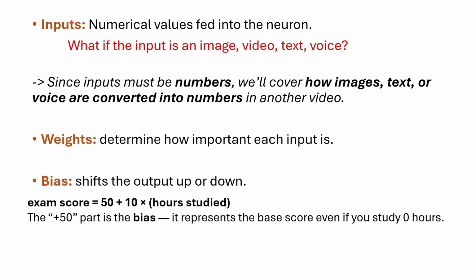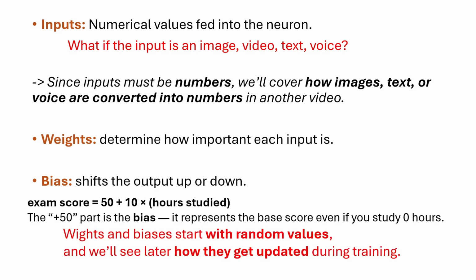A bias is a numerical value that shifts the output up or down. For example, suppose you want a neuron to predict exam score equals 50 plus 10 times hours studied. The plus 50 part is the bias. It represents the base score even if you study 0 hours. Without bias, the model could only predict 0 when you study 0 hours, which isn't realistic. How do we assign these weights and biases? Generally, we don't. They start with random values and then get updated during the training process.